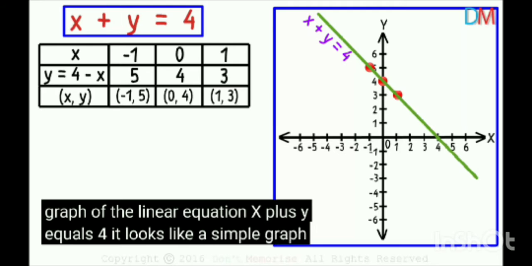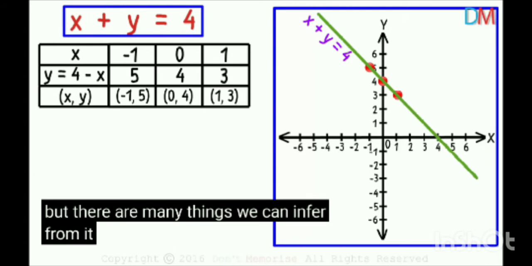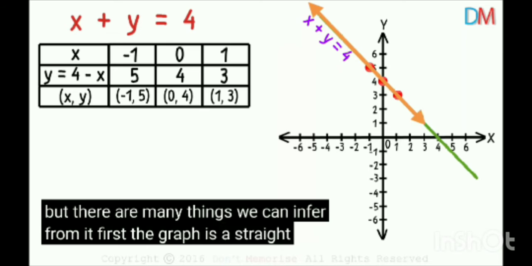It looks like a simple graph, but there are many things we can infer from it. First, the graph is a straight line.